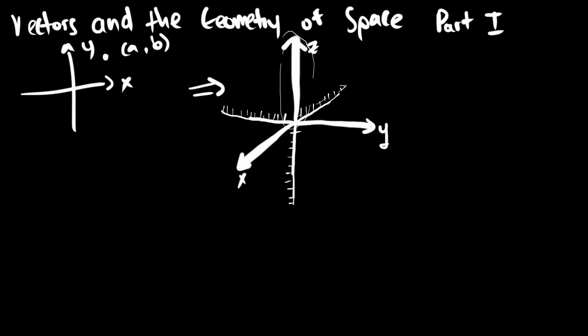Any of these points in space, let's say a point right here, is represented by an ordered triple, not an ordered pair because there are three components, labeled a, b, and c. This is probably something you have never seen. This is the new component of this ordered triple.